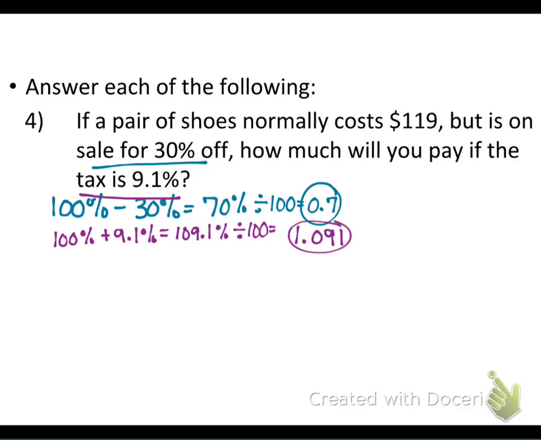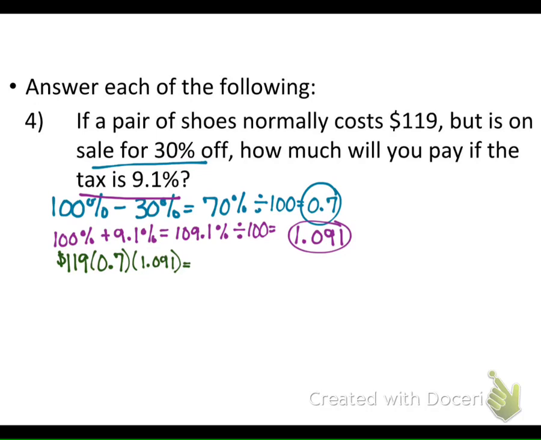Now, what do I do with these two multipliers for my final step? You times it by the original cost, which is 119. So I'm going to take the original amount of my shoes, and I'm going to multiply it by both of my multipliers. Now, I can do this all in a single step. Because I am talking about money, I'm going to have to round it to the nearest hundredths, which is also called the nearest cent. So when you multiply 119 times 0.7 times 1.091, what's the big answer that you get?